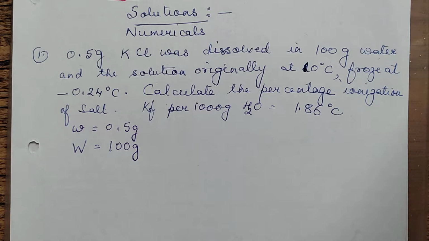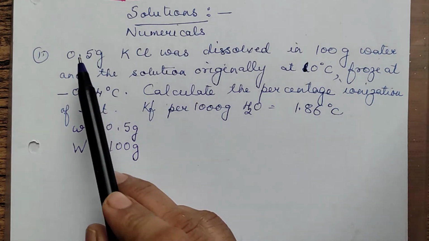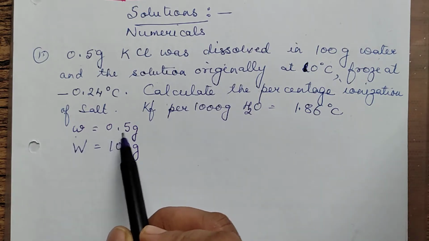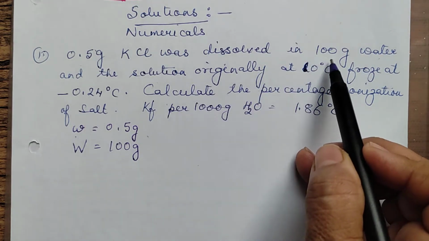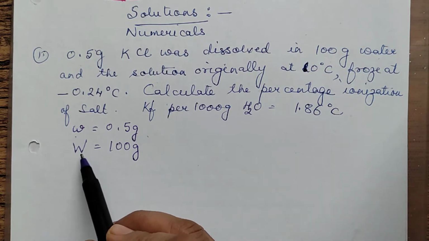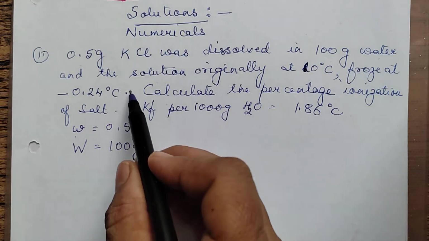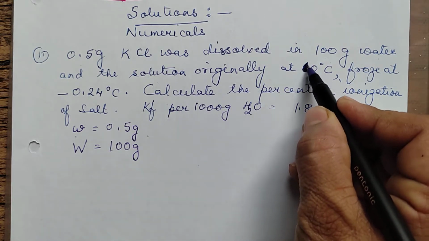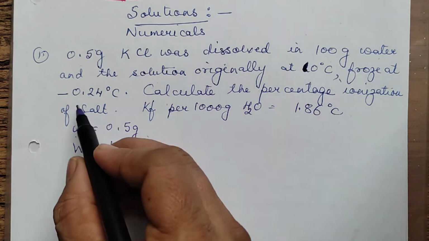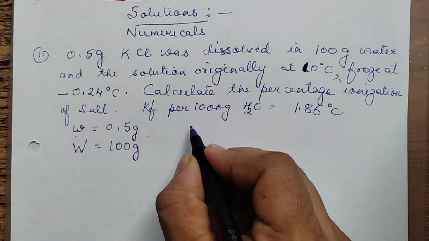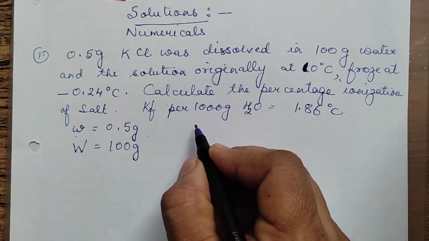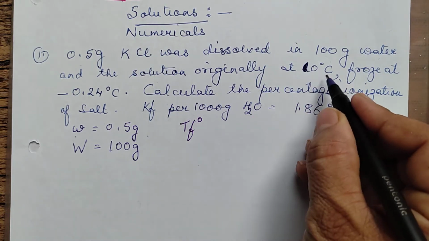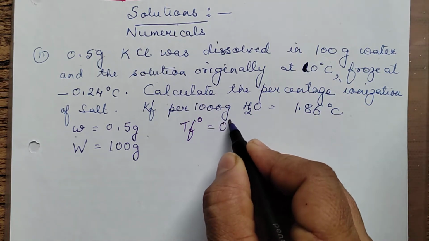Okay, the first thing is you read the question. It says this much gram of potassium chloride is dissolved, means small w is given as 0.5 gram. It is dissolved in 100 gram water, means the capital W is 100. And the solution originally at 0 degree froze at minus this. That means it's talking about freezing. That means we will write TF naught, which is original. That is 0 degree Celsius.